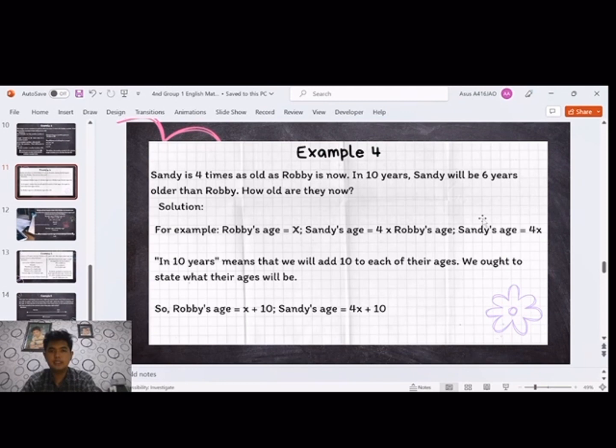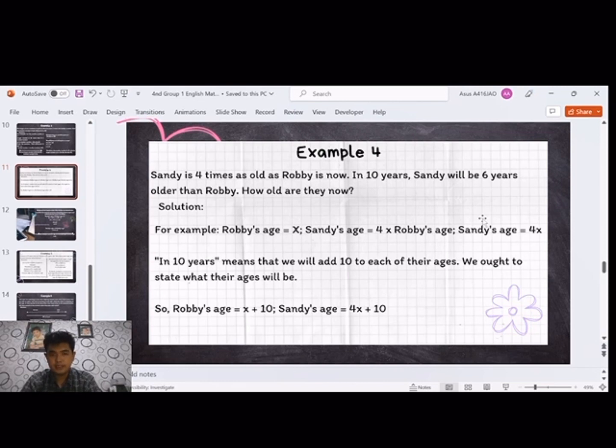Okay, the next is example 4. The question is, Sandy is 4 times as old as Robbie is now. In 10 years, Sandy will be 6 years older than Robbie. How old are they now? The solution is, for example, Robbie's age is x. Sandy's age is 4 times Robbie's age, so Sandy's age is 4x.